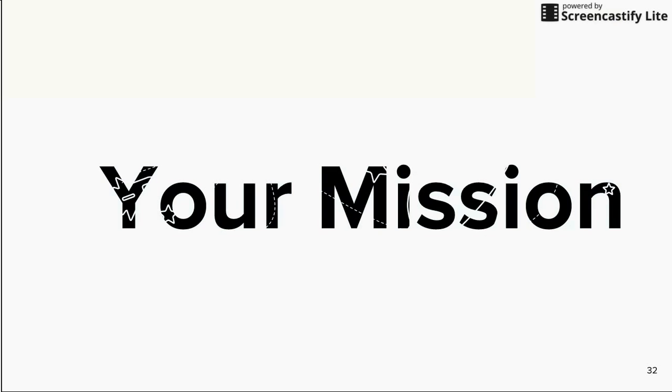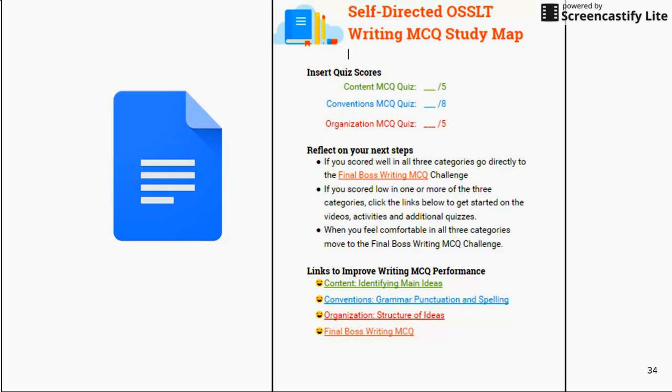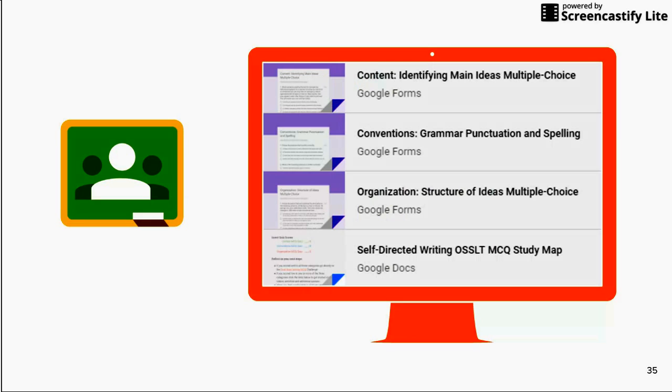Now that you've seen the 3 types of questions, your mission. Complete the Google Forms for all 3 question types for a total of 18 questions. They are self-marking, so click the link after submitting to review your marks for each quiz. Then, complete the self-directed writing MCQ study map. This study map will guide you through the next steps for mastering writing multiple choice questions. The Google Forms and study map are on the SIS 2017 OSSLT Google Classroom.